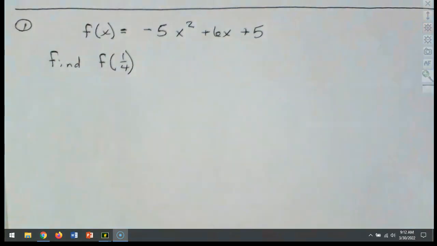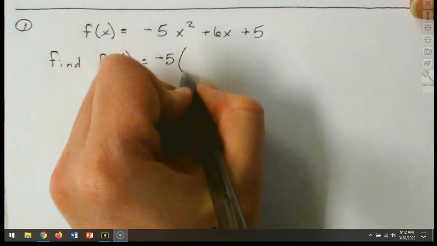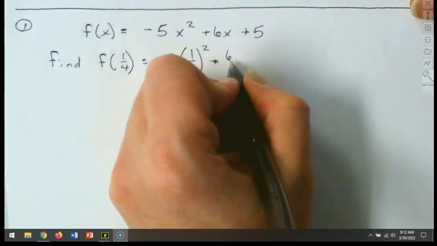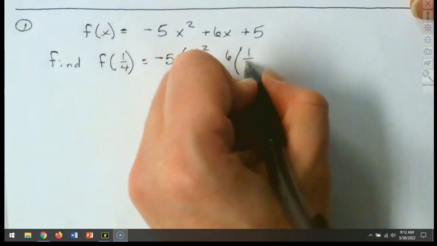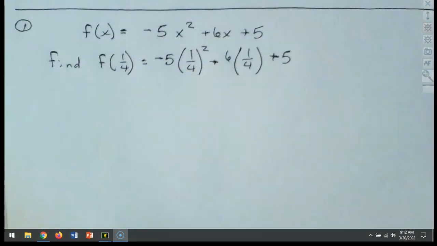So the setup is not going to be difficult. Plugging the values in is not where we struggle. It's probably combining and simplifying everything down. So plugging in our values, if we want to find f of 1/4, we just plug it in. So we have minus 5 times 1/4, we've got to square that, plus 6 times 1/4, plus 5. So you've got it all written out.